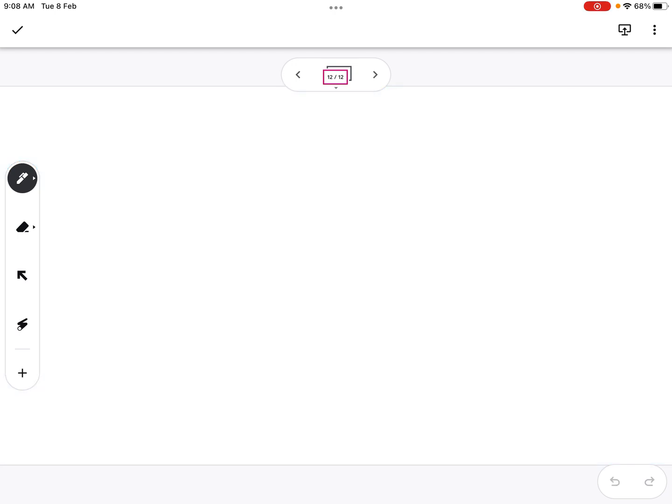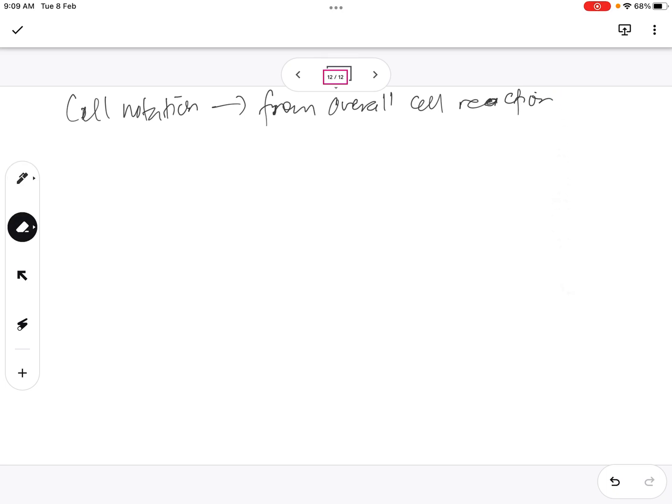Okay, we are going to write cell notation. Cell notation we have to get from the overall cell reaction. Wajib, your cell notation boleh didapati daripada overall cell reaction. Lepas tulis overall cell reaction, you boleh buat cell notation lah. Okay, cell notation ada format.